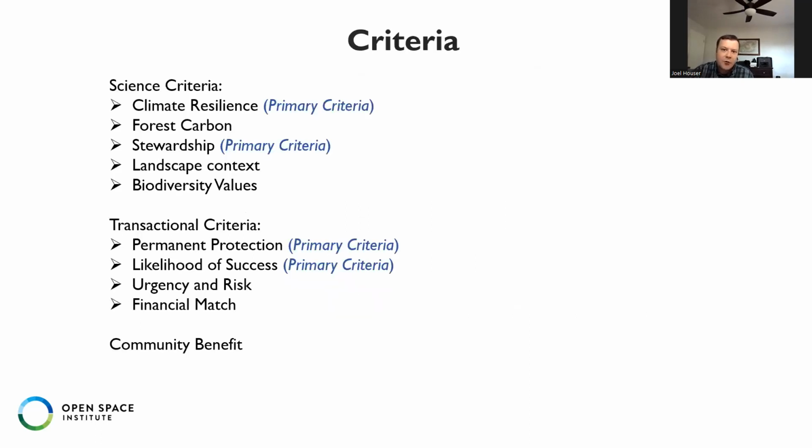So we will evaluate eligible proposals based on a set of criteria. Some of these are considered primary criteria, which carry heavier weight. They are ones that every project must meet to be considered for funding. Primary criteria are that projects must result in permanent protection of properties. They must score higher than average for resilience. Future stewardship that will enhance forest carbon and foster resilience. And the project should be feasible, so having a high likelihood of success.